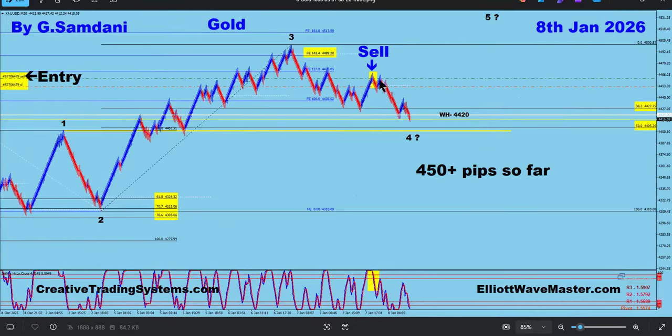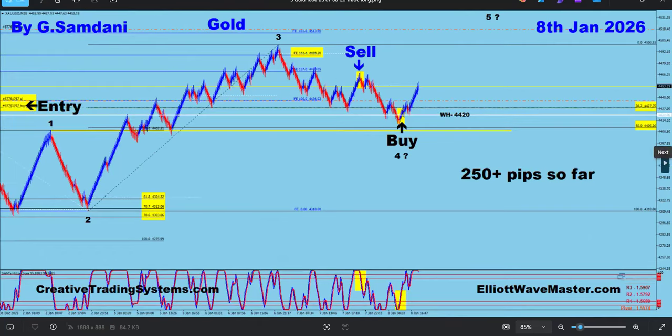So I cashed out this one, selling here at the top for wave C, and then I was expecting that it would bounce from here and then go for wave 5. So this was the cash out here, and then I got in as soon as the bounce started right there. The bounce started and I got in here.